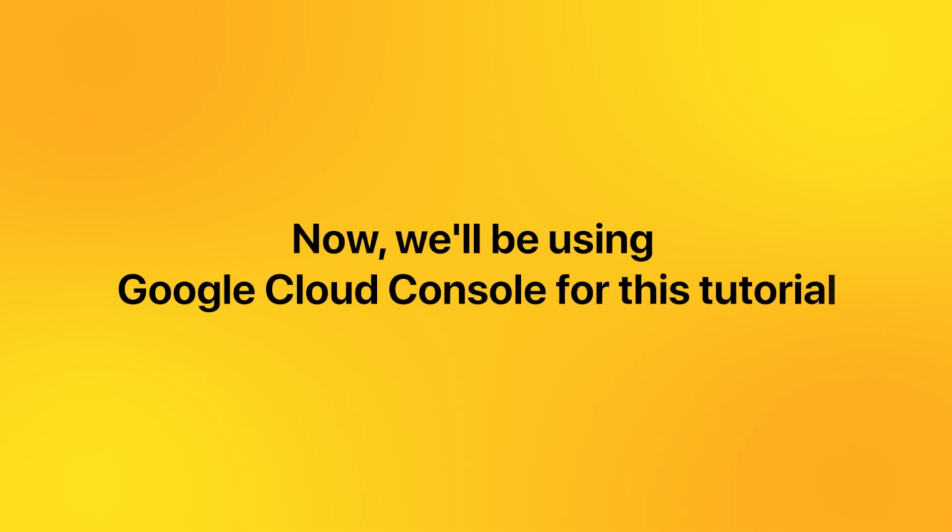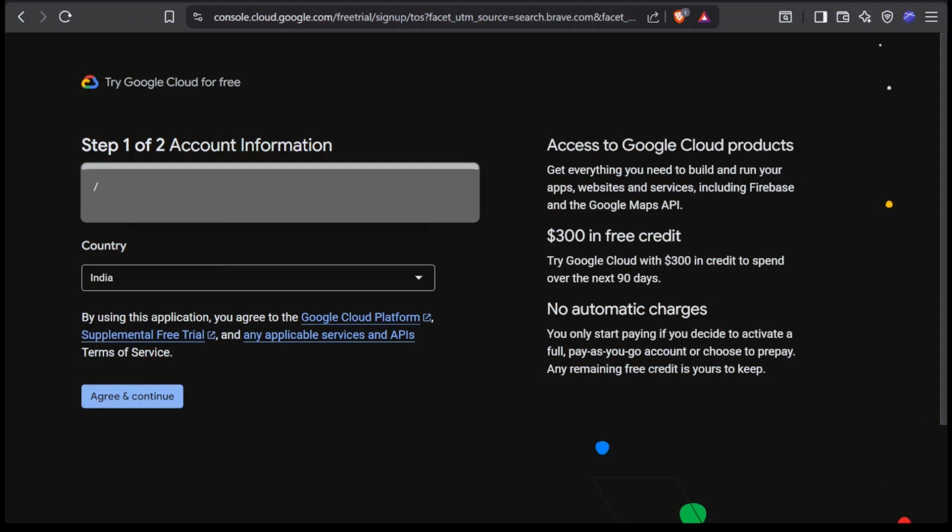Now we'll be using Google Cloud Console for this tutorial. So go to console.cloud.google.com and sign in with your Google account. If you are new to GCP, Google hands you $300 in free credit. Grab that, but all you have to do is add in a payment method. You won't be charged automatically, but it needs to be added.